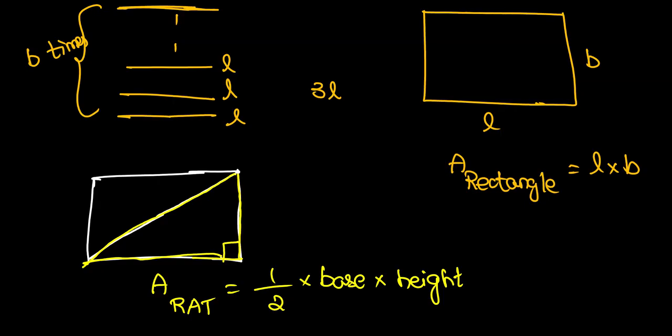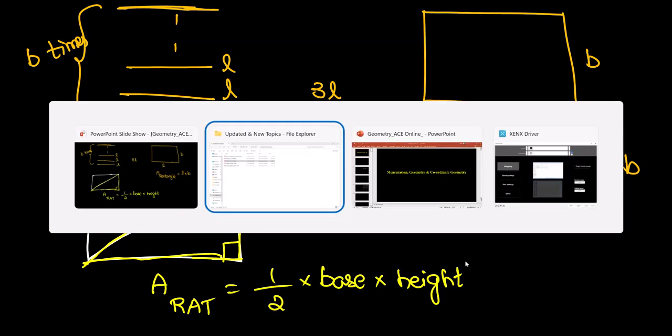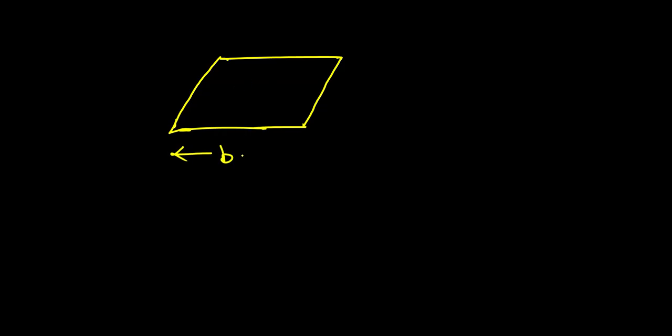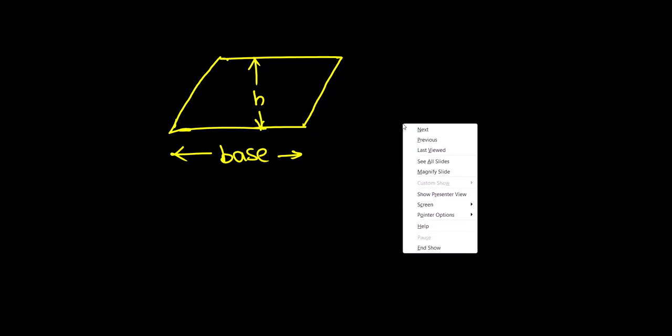Fine. What is the area of a parallelogram? The area of a parallelogram is base into height. That is also developed from the rectangle. So this is a parallelogram. This is the base and this is the height. But how did they develop the formula that area is base into height?